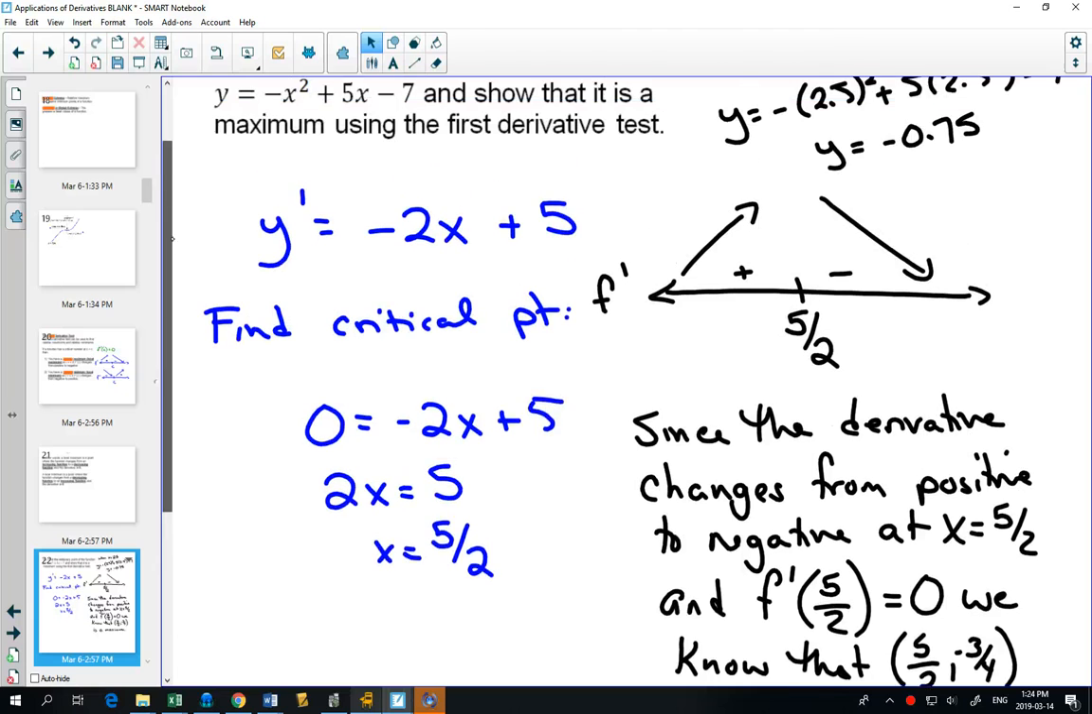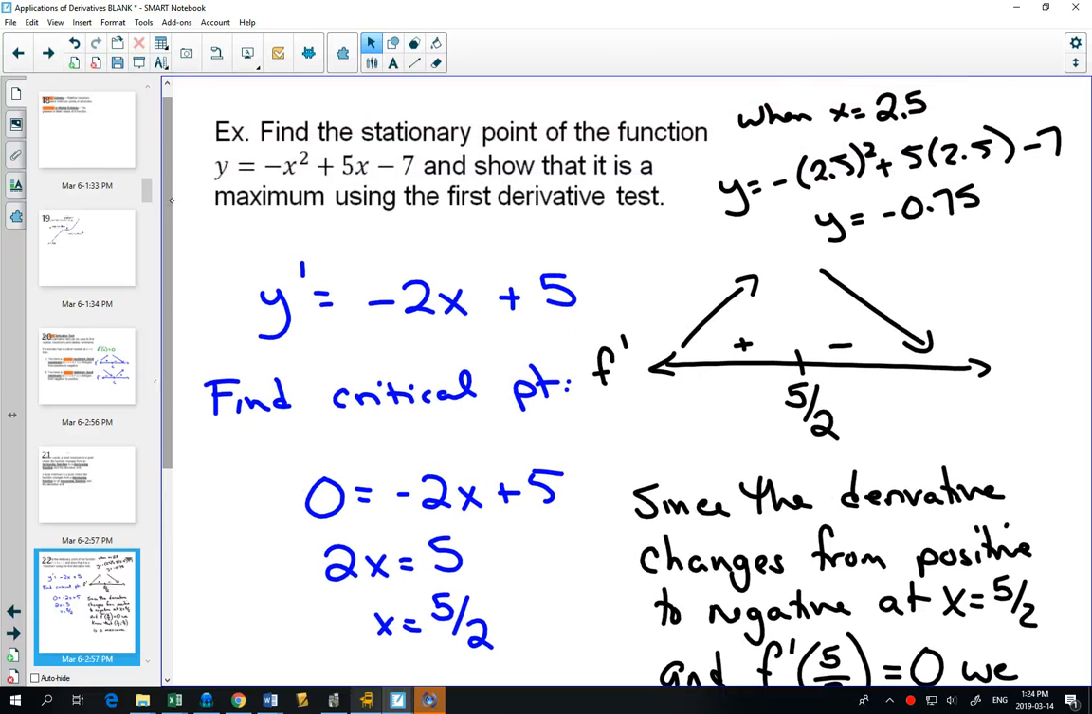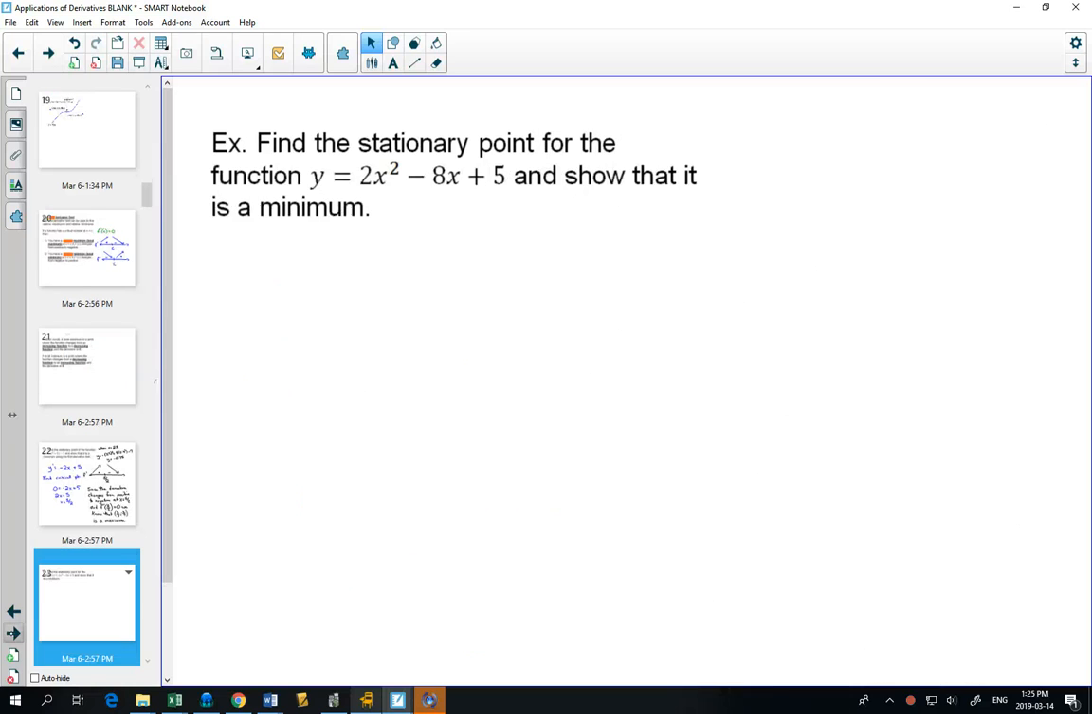Perfect. Now, you knew that that was a parabola that opened down, but now this diagram reiterates that. It says that same thing, and it shows us that 5 over 2 is a maximum value. Okay, here's one for you to try.